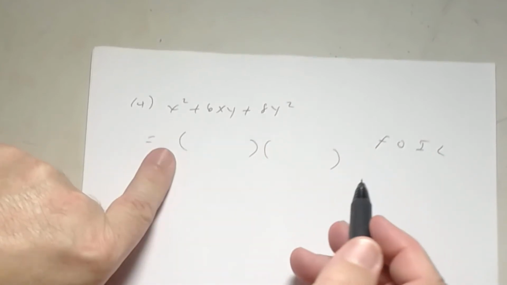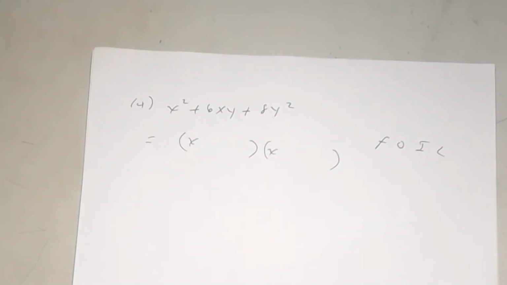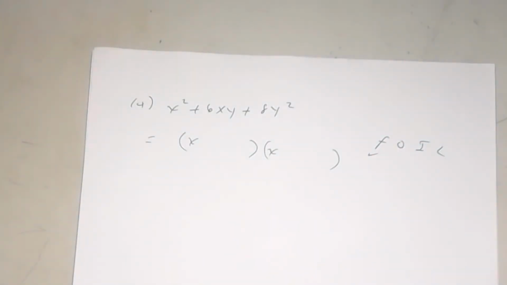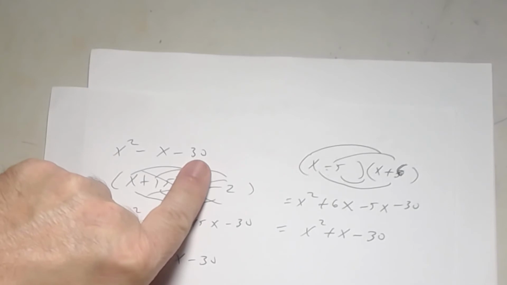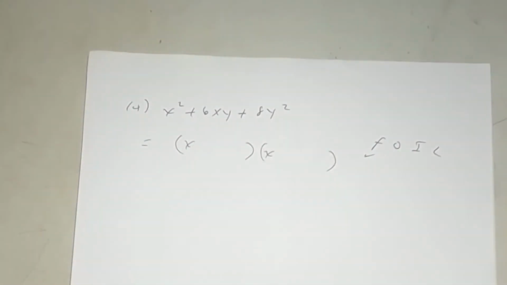So let's talk about the F. What times what is x squared? x times x. Okay. Now let's do the L. So that takes care of the F. Now the L. I want an 8y squared. So before it was just a number, right? So all you had in the last was a number. Now your last term has a variable in it.